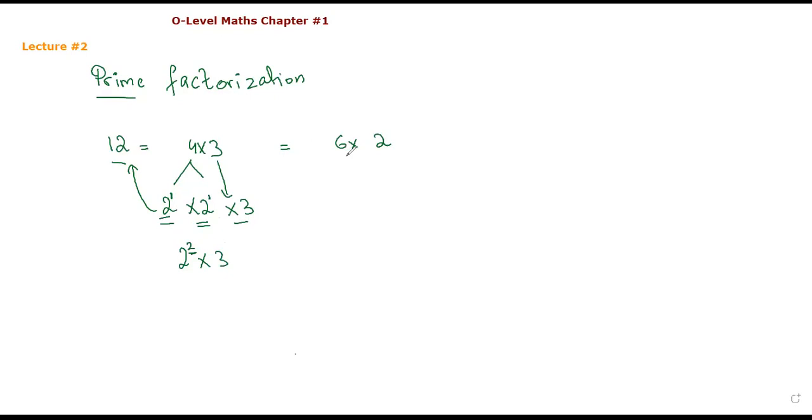Now what if we use 6 into 2? Let's do it this way. Now I have 6 into 2. 2 is already a prime number. I need to break down 6. I need to write 6 as a product of prime numbers. So those numbers are 3 into 2, right? The prime factors of 12 are not 3 square, they are 3 into 2 into 2. This again is giving me 3 into 2 square.